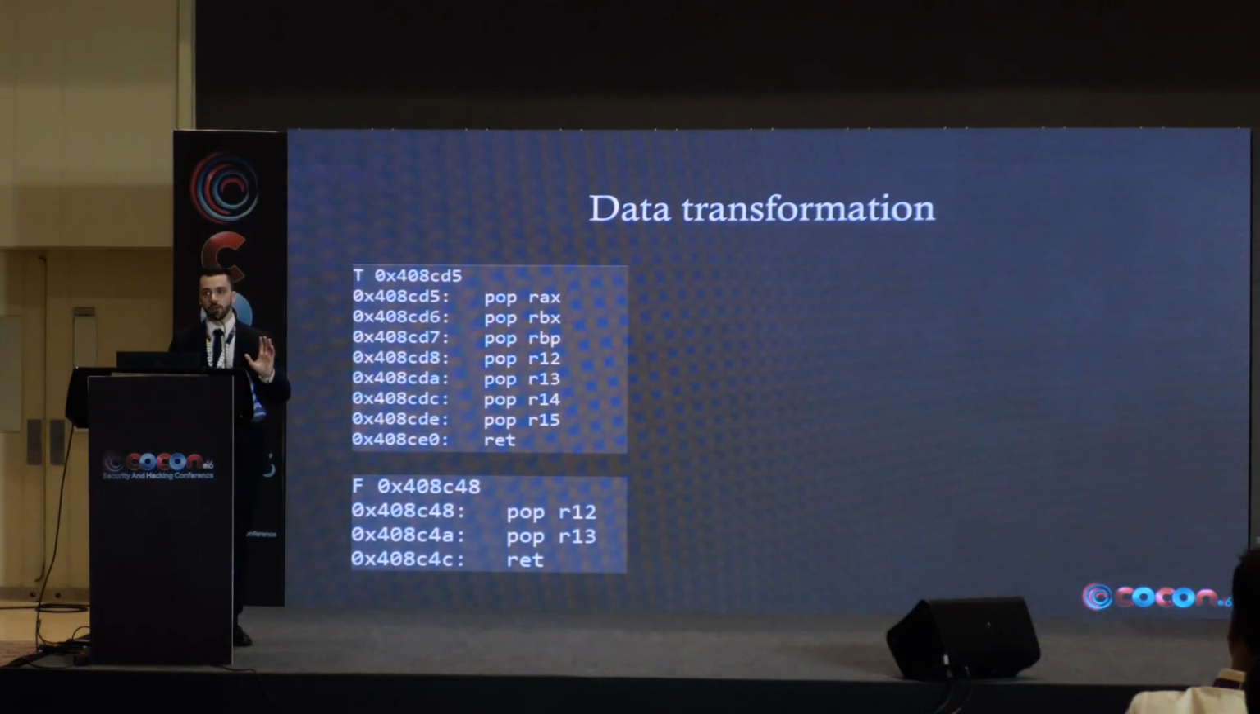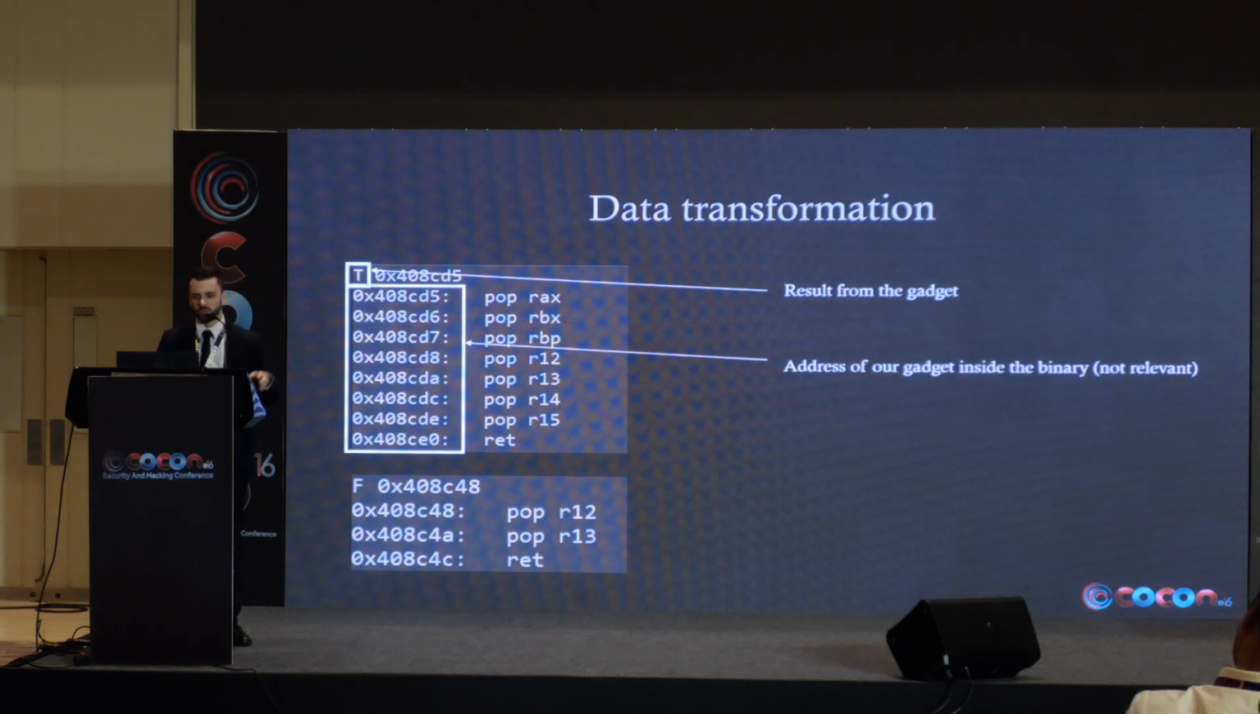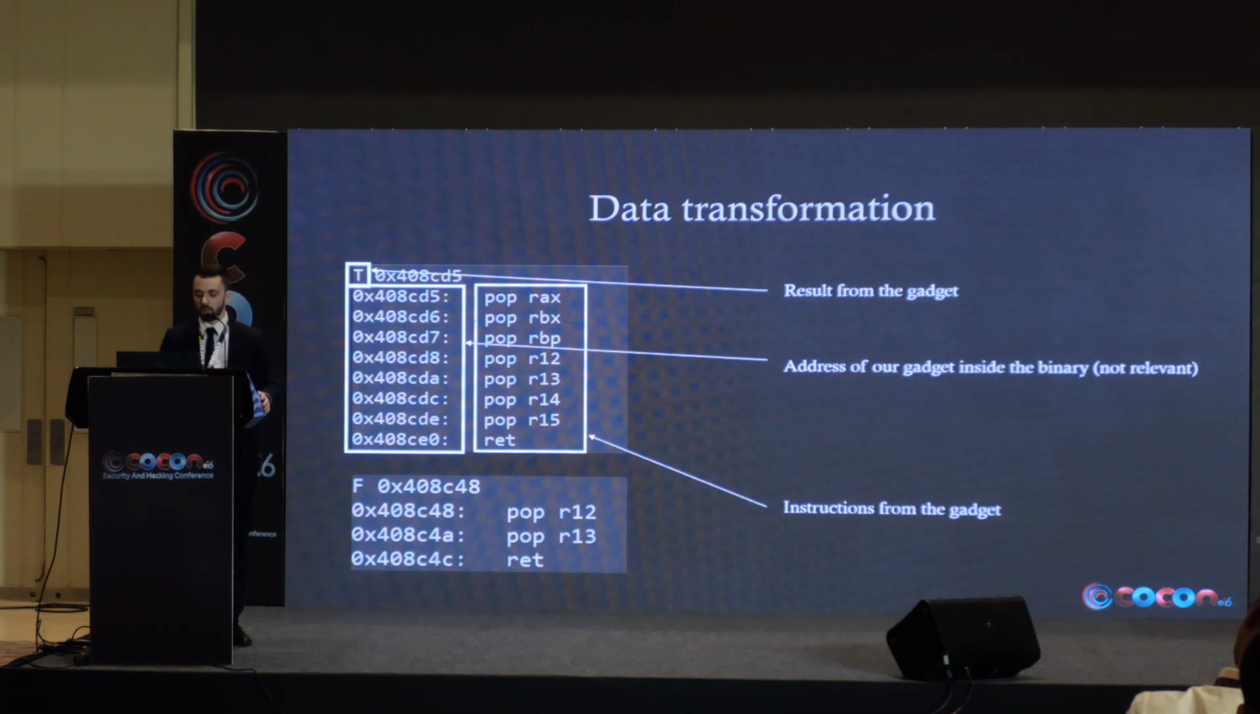To quickly see what our data looks like, typically we have two gadgets there. From this one, we have the result for the gadget: is it useful or not? To take control of the register EAX, the pop EAX instruction is very useful, and the other ones are not problematic, so this one is okay. We have some address, but we don't care about it. And finally, we have some instructions that are the composition of our gadget. And we can see these instructions as our features.